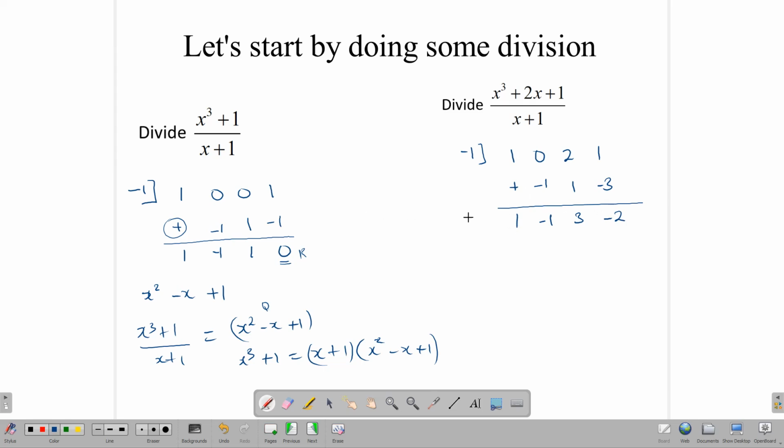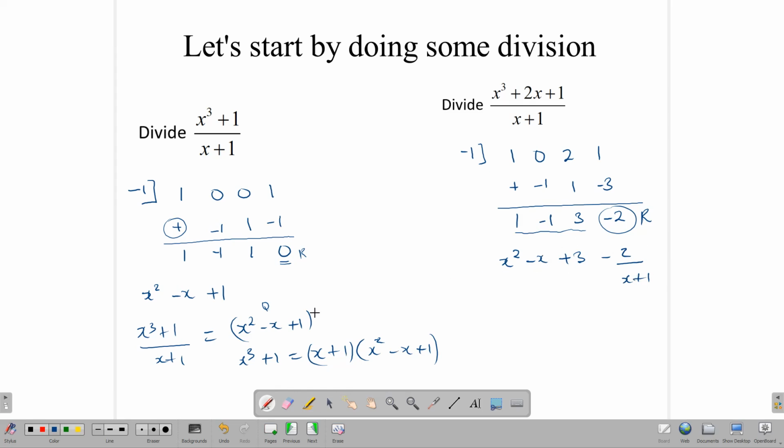And here we get a quotient and a remainder. So our quotient will have these coefficients. And this negative 2 here is our remainder. So because we have x cubed, we go 1 degree less. So we're going to have x squared minus x plus 3, and we have a remainder of negative 2. So we could say plus negative 2. Let me just write it as minus. So let's write minus negative 2 over what we're dividing by, x plus 1.